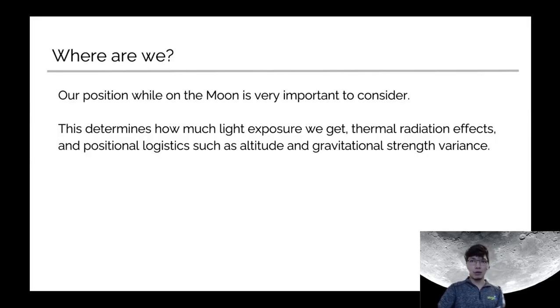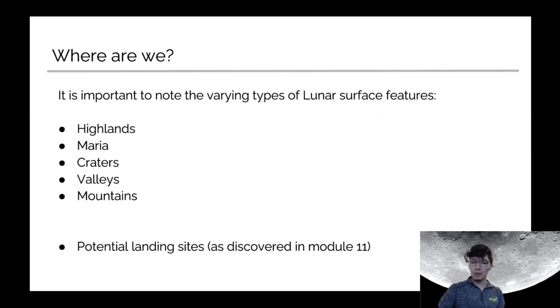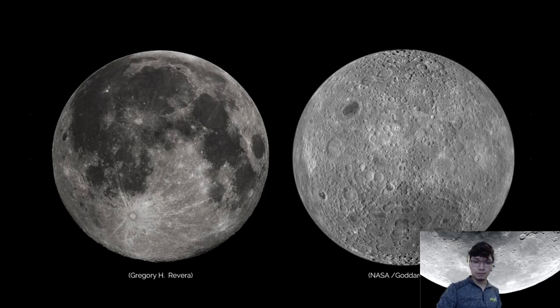So where are we? Where we are on the moon is always a very important question to consider. This determines how much light exposure we are going to get, the thermal radiation levels, and positional logistics such as altitude and gravitational strength variances. And so it's important to understand the different types of lunar surface features. We have the highlands, the maria, the craters, the valleys, the mountains, and also potential landing sites, as we will discover further on in this module.